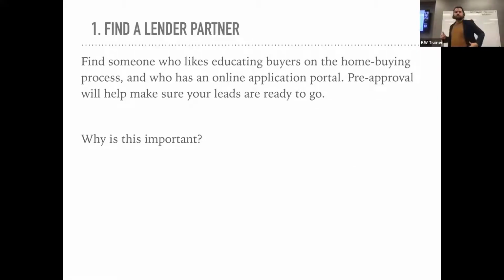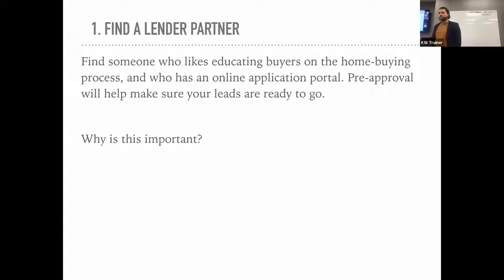So step number one, find a lender partner. This is going to be somebody who likes educating buyers on the home buying process. It's also very, very important that this lender partner has an online application portal. This is going to help us pre-approve these Instagram leads we're getting. Can someone tell me why this is important? You want to break the flow, just doing it all at once on their phone. Absolutely. Yeah, that's going to be the easiest way to get people to that pre-approval link.